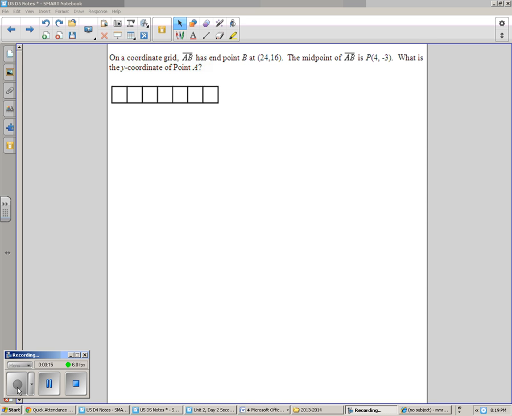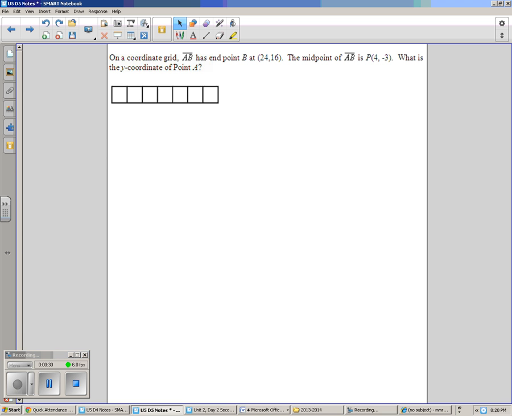Let's answer this question here. On a coordinate grid, segment AB has endpoint B at (24, 16) and midpoint P at (4, -3). What is the y-coordinate of point A?